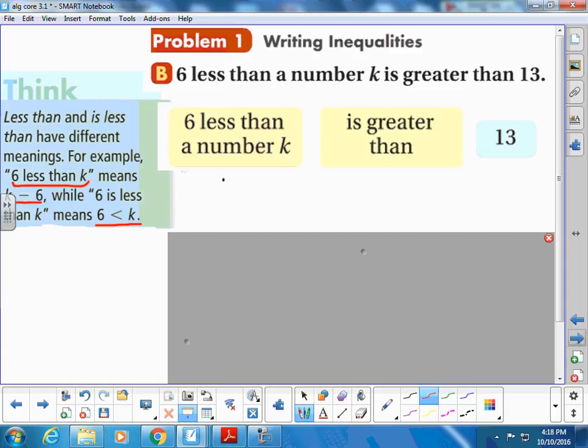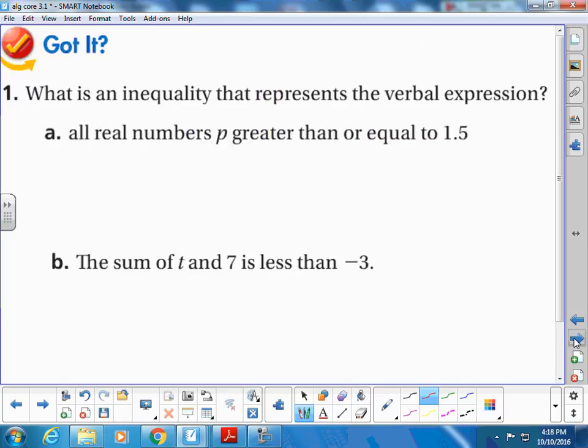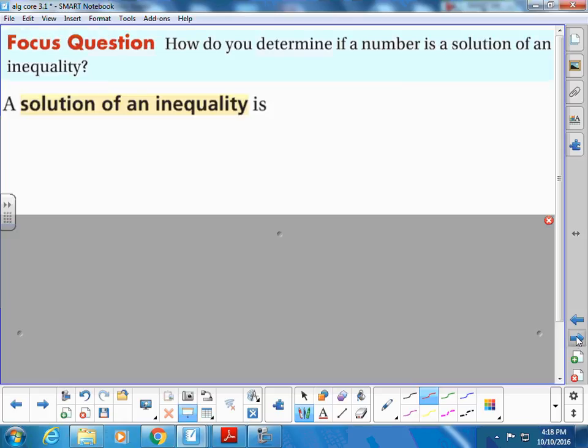So if we want to write 6 less than a number k, so there's k, and we need 6 less than that, is greater than 13. That would be how we would write the inequality for this number sentence. All right, what is an inequality that represents the verbal expression all real numbers p greater than or equal to 5? Actually, you go ahead and do these two and we'll check them when we check your notes.